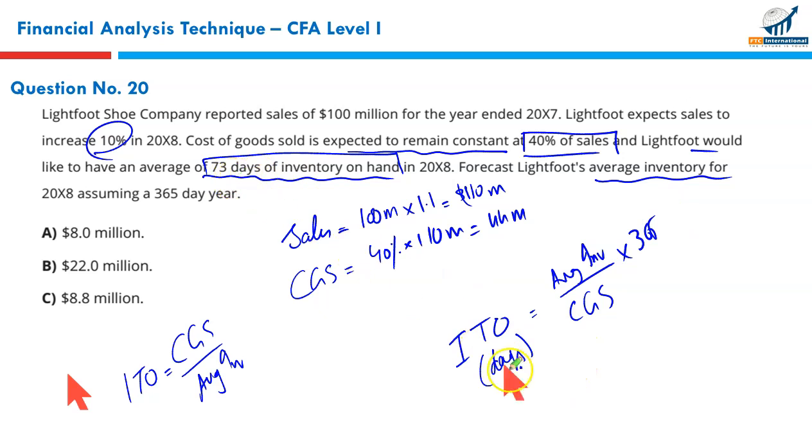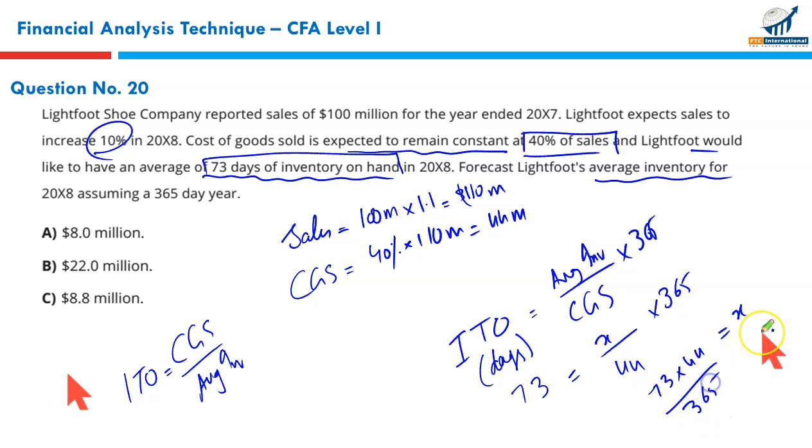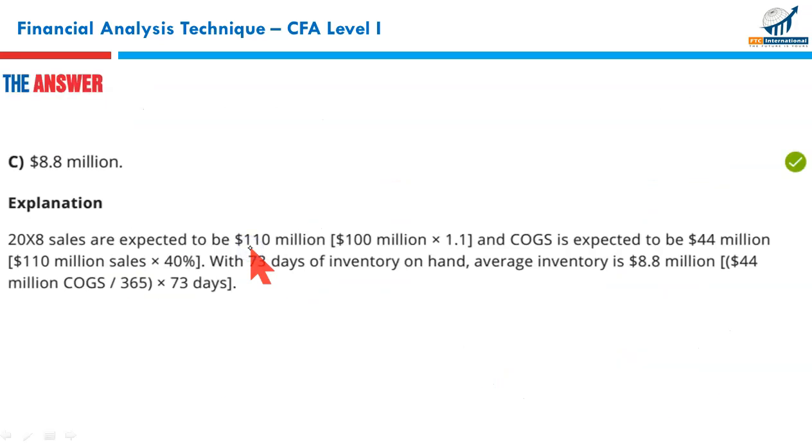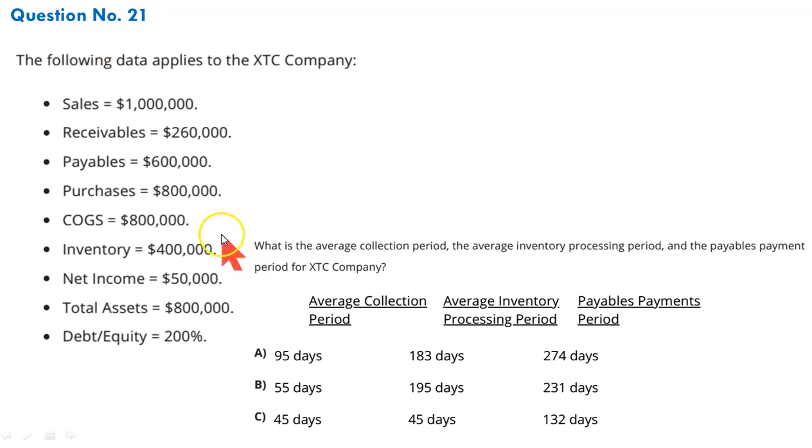So we have been given the inventory days, that is 73. We need to find out the average inventory, that is X. CGS has been given as 44 million and just 365. You just have to make X the subject of this equation and you will get your answer. 73 times 44 upon 365 will give you the result. That is 8.8. Since all the numbers are in millions, your X is also in millions, so 8.8 million represents your average inventory or your average stock. So that makes C the correct option. And C it is. Here we go.